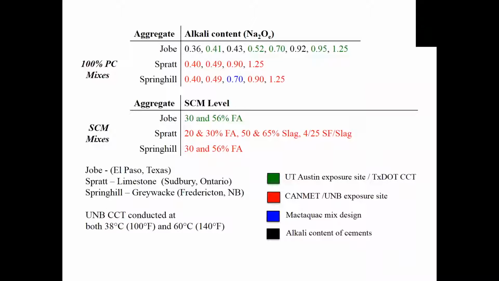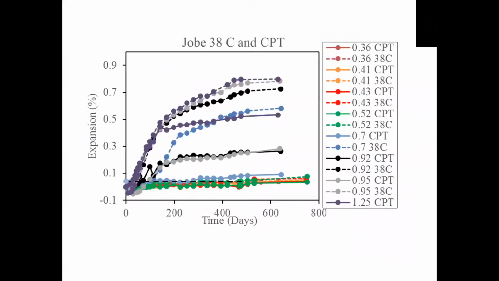So, in the lab, it might take 3 or 4 years. That's just unfortunate. What I'm going to show you mainly is data for the Job aggregate here. This is the aggregate that's expanded even down as low as 0.41% in field exposure, but it takes at least 0.7% to cause expansion in the concrete prism test. So what we want to try and do is to develop a test method which gets closer to the real threshold of expansion. That was the objective with our test method.